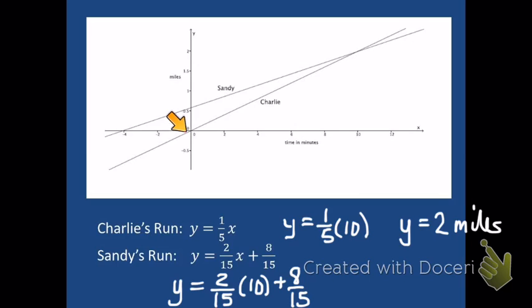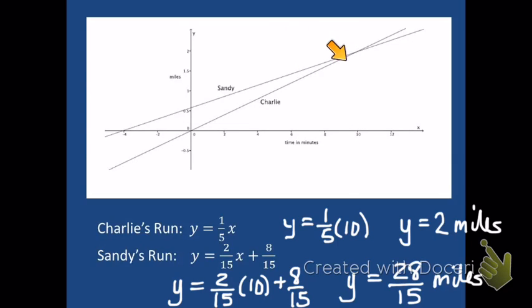Okay, so the way we've graphed it, at x equals 10, Sandy will have gone 2 fifteenths times 10, which is 20 fifteenths, plus 8 fifteenths is going to be 28 fifteenths of a mile. So I want you to look at that fraction and notice that she has not quite made it to 2 miles where Charlie has. So Charlie is at the train station and Sandy is slightly behind him. So it was somewhere right in here that those graphs crossed.